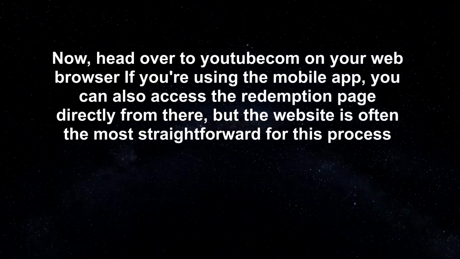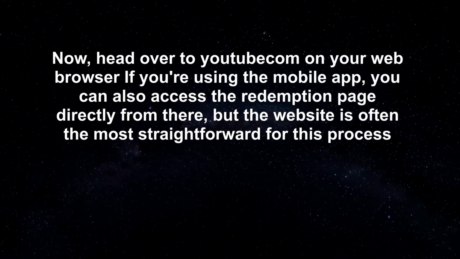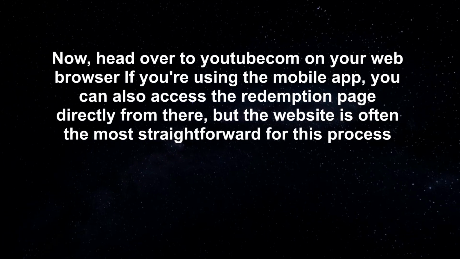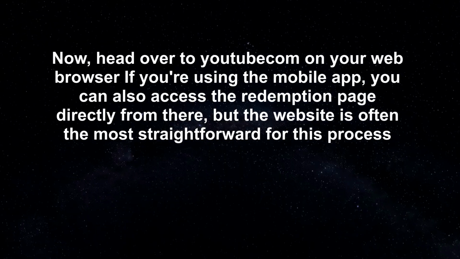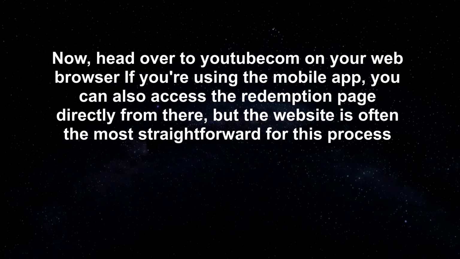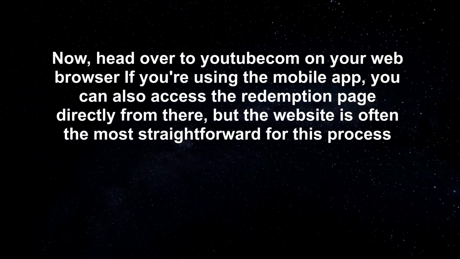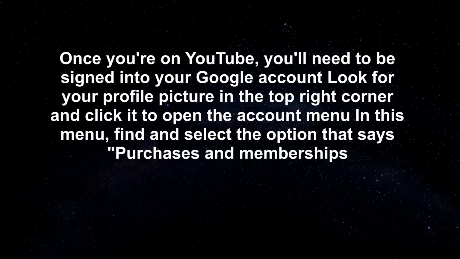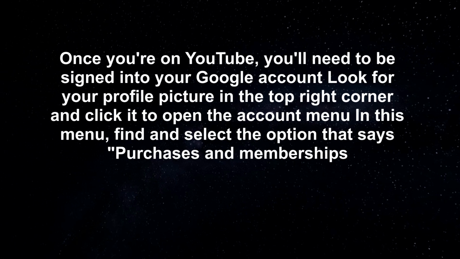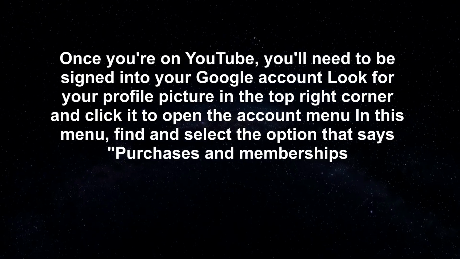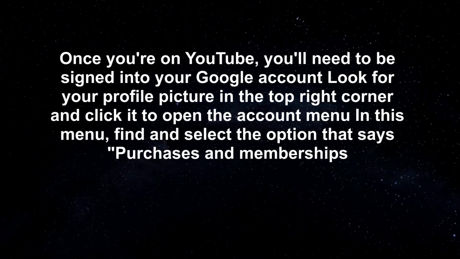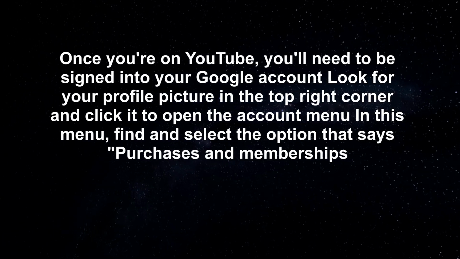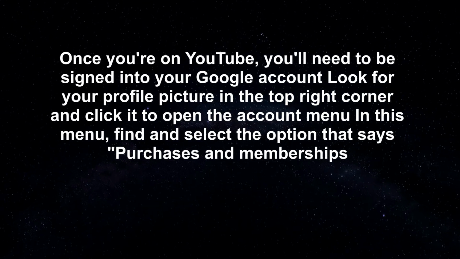Now head over to YouTube.com on your web browser. If you're using the mobile app, you can also access the redemption page directly from there, but the website is often the most straightforward for this process. Once you're on YouTube, you'll need to be signed into your Google account. Look for your profile picture in the top right corner and click it to open the account menu. In this menu, find and select the option that says Purchases and Memberships.